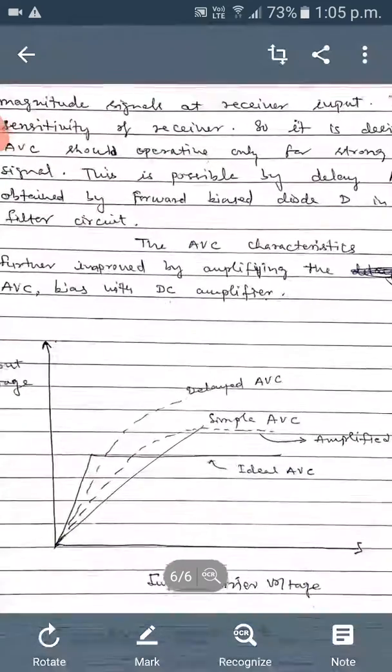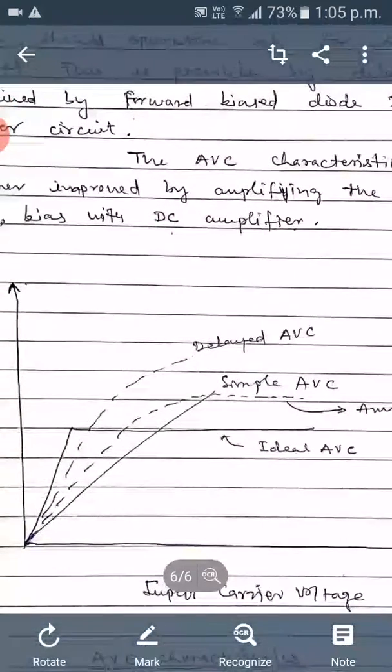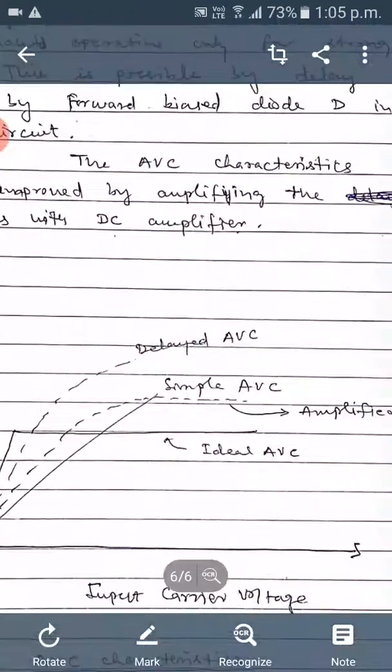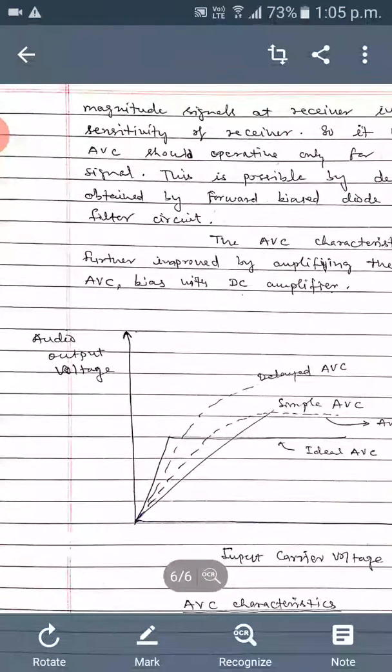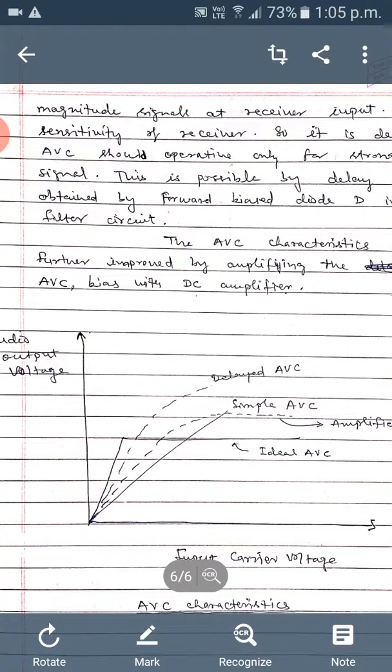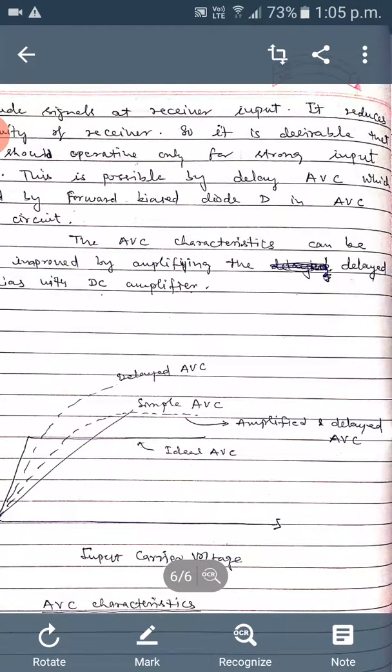Some characteristics can be seen: the simple AVC circuit is this, and delayed AVC is used for large amplitude signals. The graph is between the input carrier voltage versus the output audio voltage of the receiver. So in this case the simple AVC, then the delayed AVC is used for strong signals. And if we use the DC amplifier, it provides amplified and delayed AVC, which is near about the ideal AVC properties.